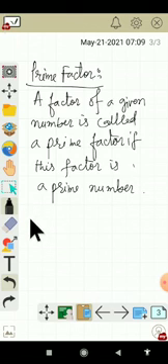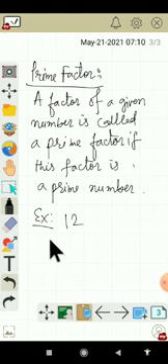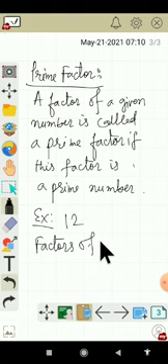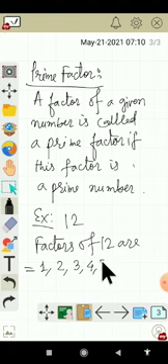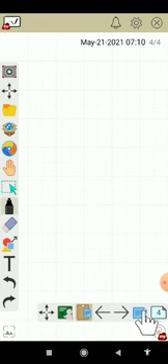So suppose one example is like this: we have 12 and the factors of 12 are 1, 2, 3, 4, 6, 12, and here 2 and 3 are two prime numbers. So 2 and 3 are prime factors here.